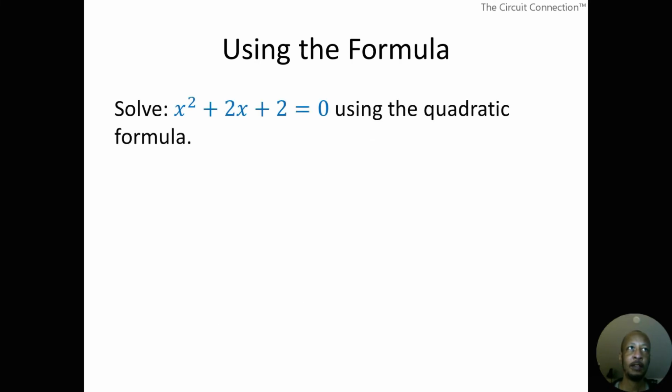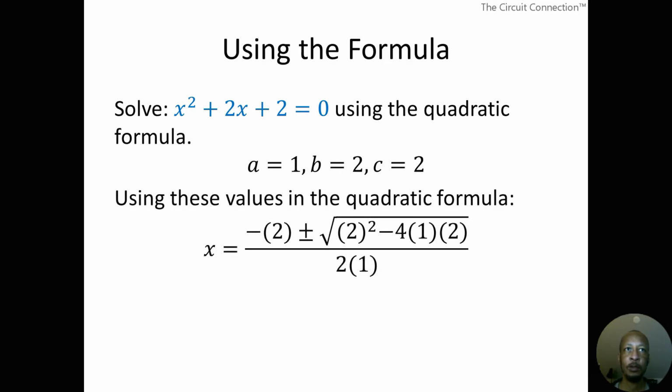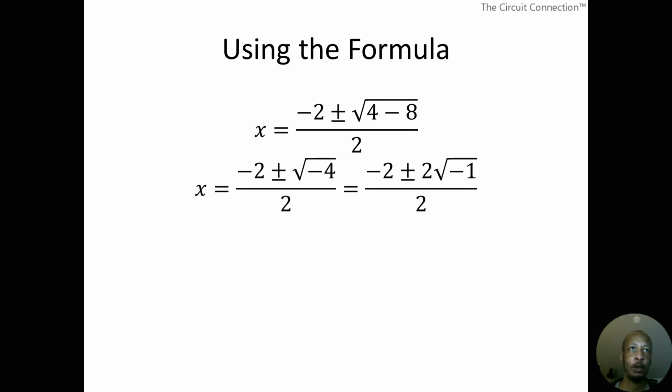So next, I am going to solve x squared plus 2x plus 2 equals 0 using the quadratic formula. So I'm solving this quadratic equation using the quadratic formula. And so a equals 1, b equals 2, c equals 2. And so use those values in your quadratic formula, and you end up with this case. And you simplify even more, and then you're going to have negative 2 plus or minus square root of 4 minus 8.